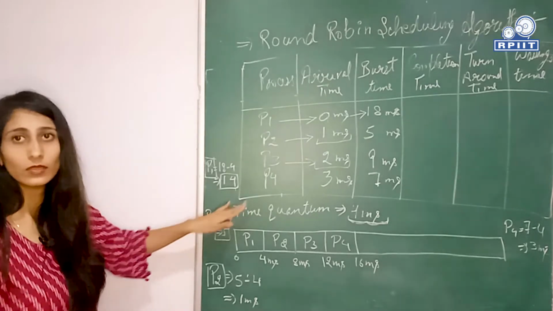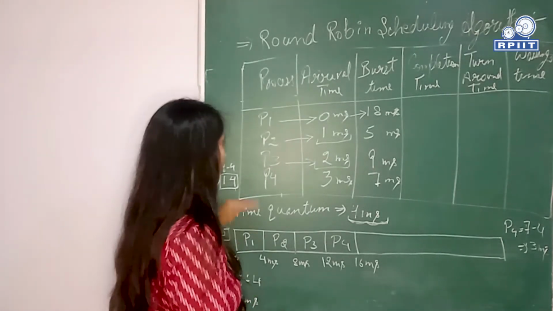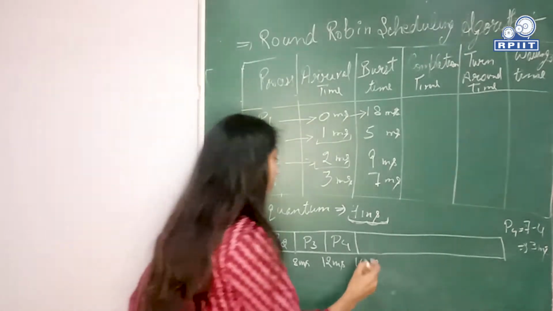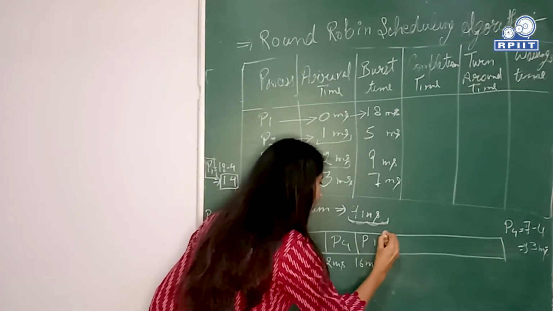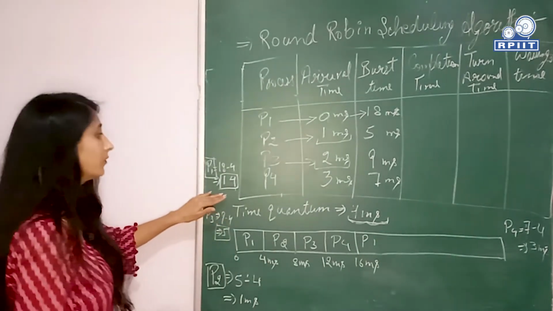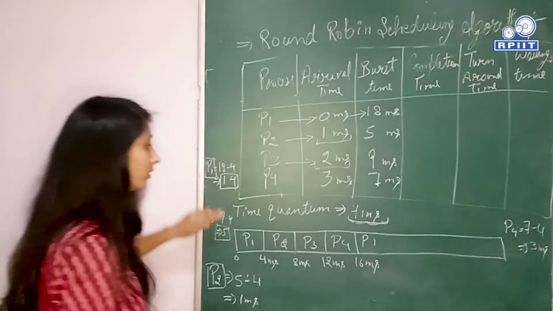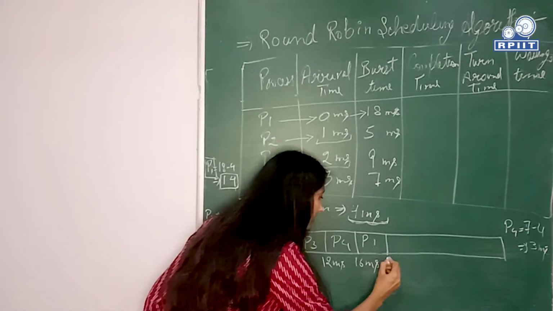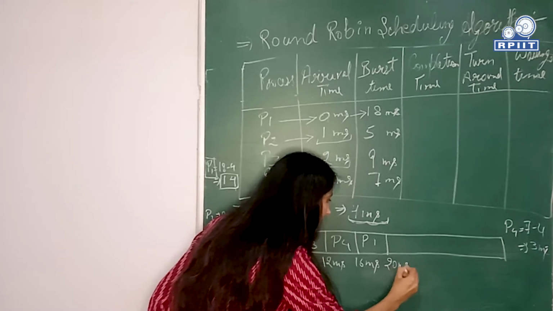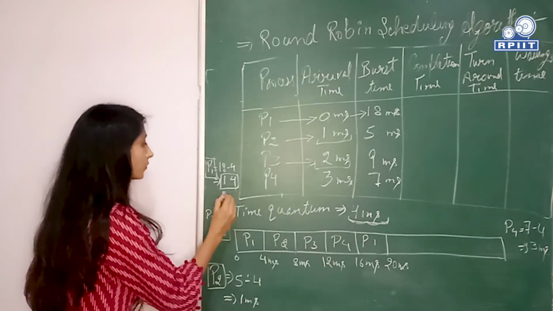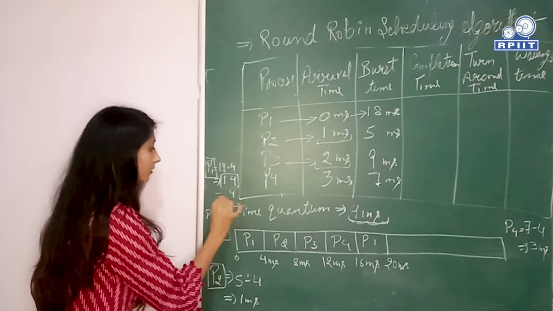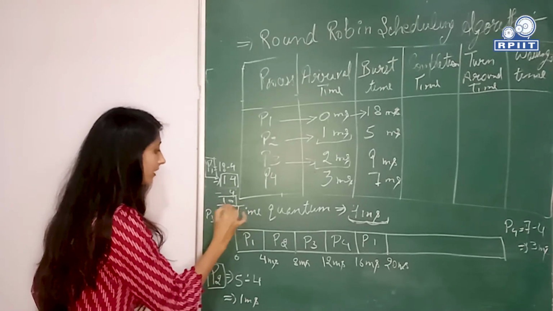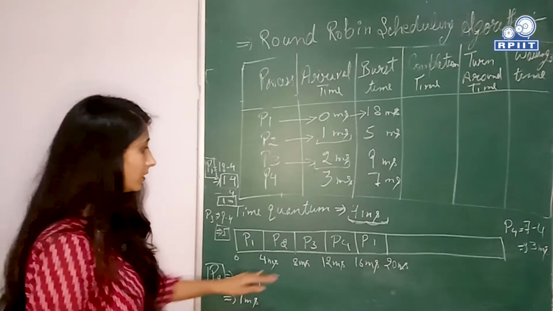Now we need to start the process again from P1. Now we start with P1 again. Here we have 14 milliseconds of P1. Now we run 4 milliseconds again in one turn. That means 20 milliseconds here. 14 minus 4 is 10. Now P1 is left with 10 milliseconds.